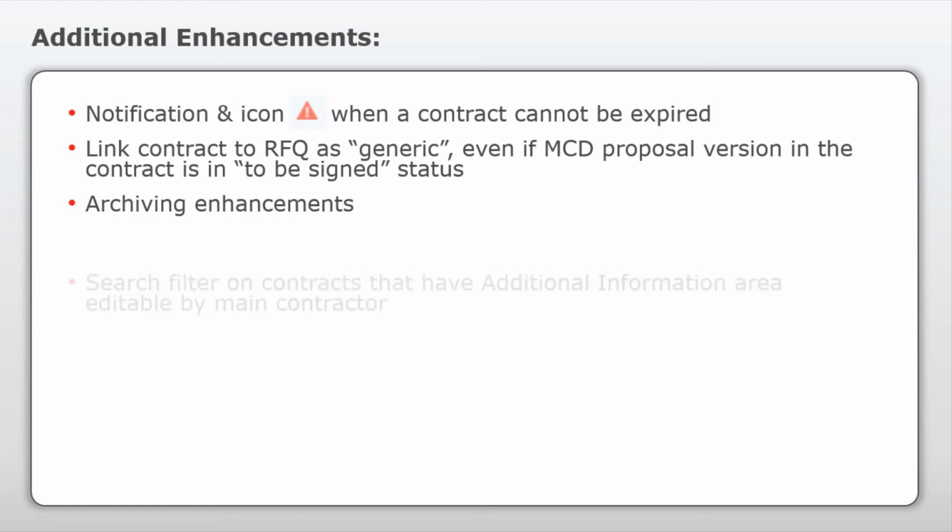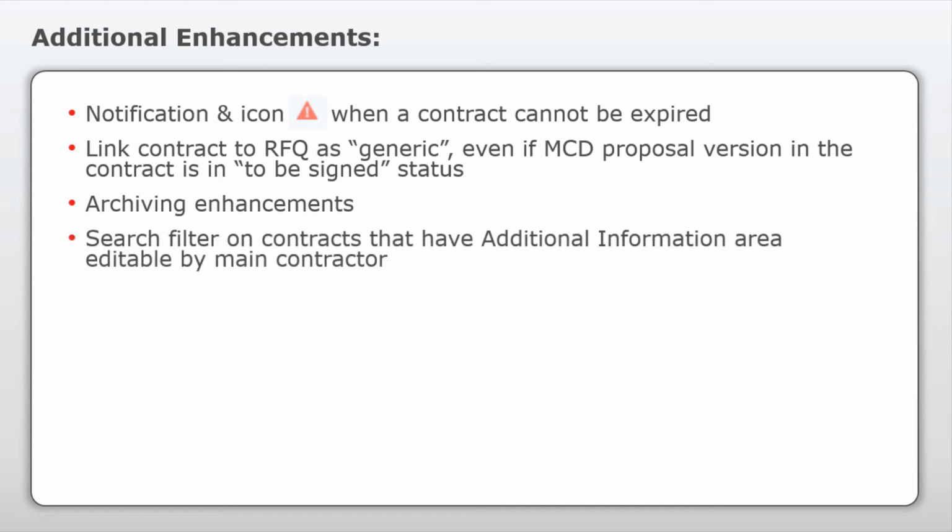JAGGAER has improved the functionality for searching contracts by adding a new search filter, which allows users to search for contracts that have the additional information area editable by the main contractor.